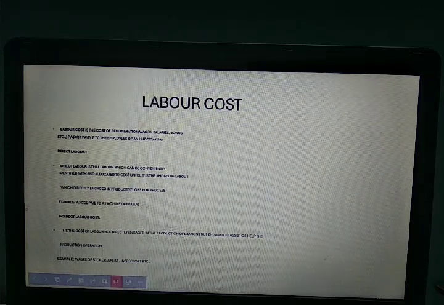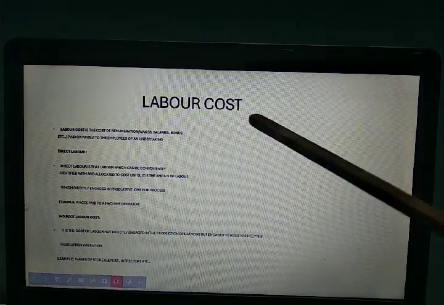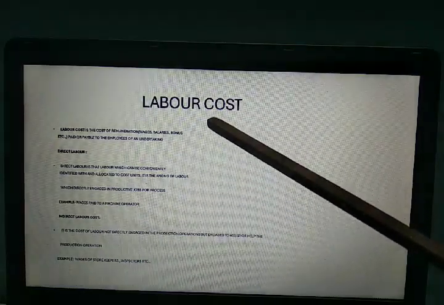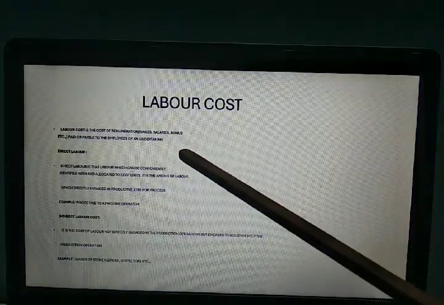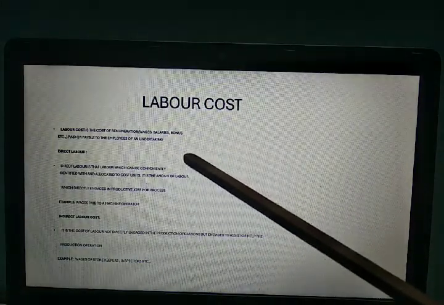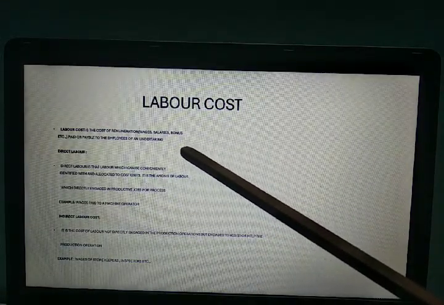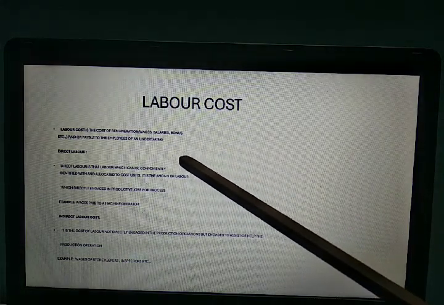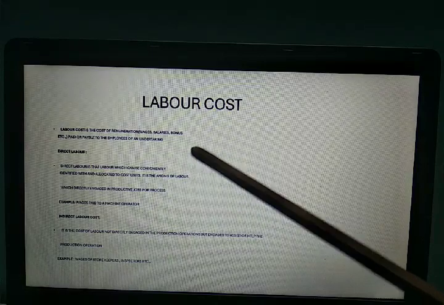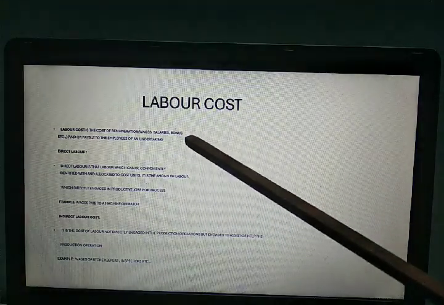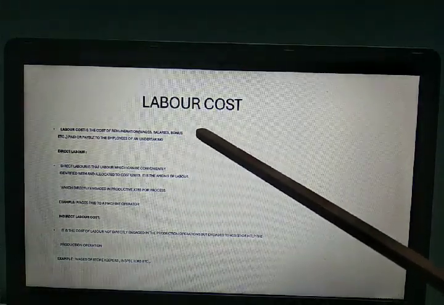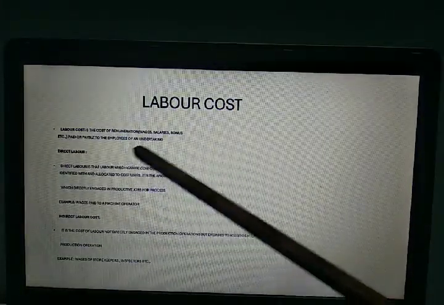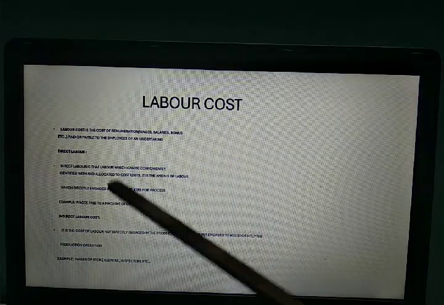Now we will come to the second important component of production cost, that is labor cost. Which are those labor costs? Labor cost is the remuneration, wages, salary, bonus, etc. paid or payable to the employees of an undertaking. Labor directly attached to the production process is called labor. Here also there are two types: direct labor and indirect labor.